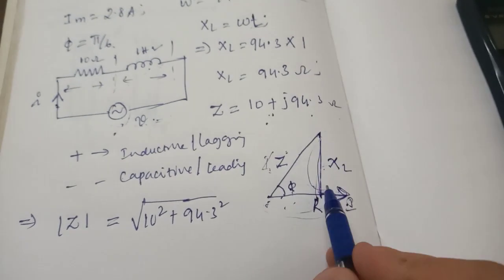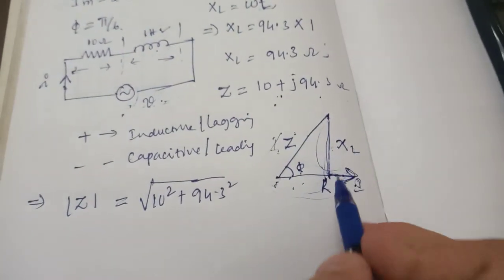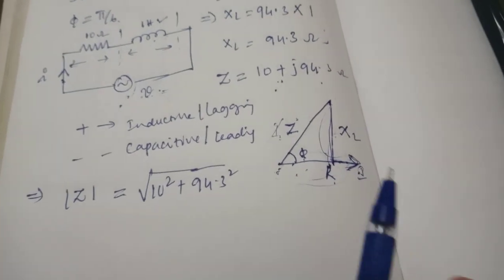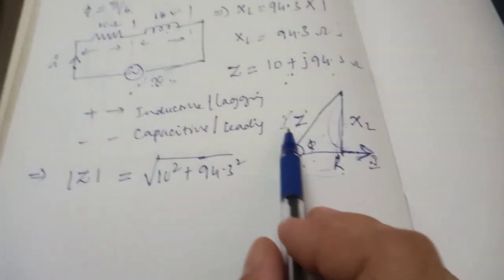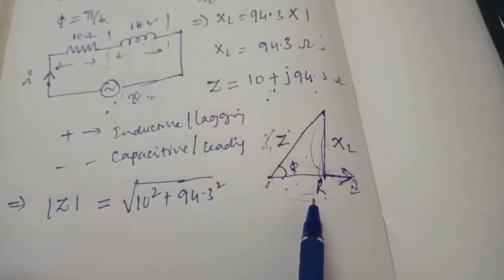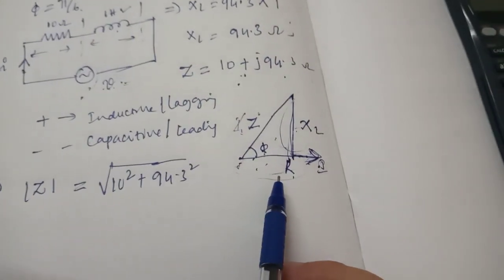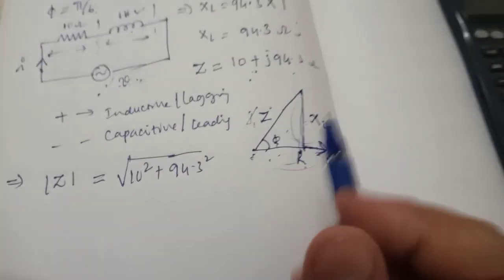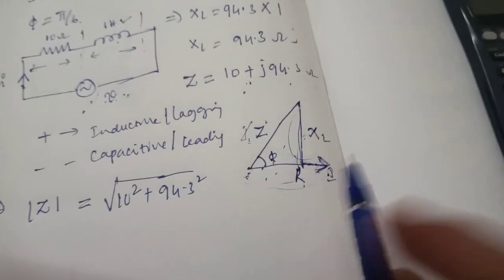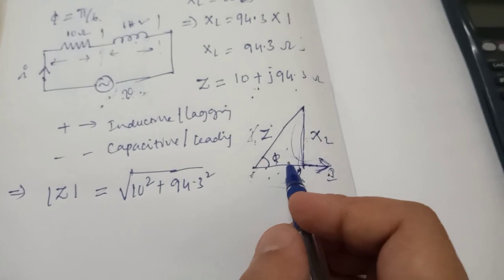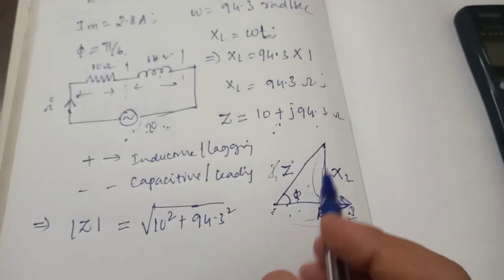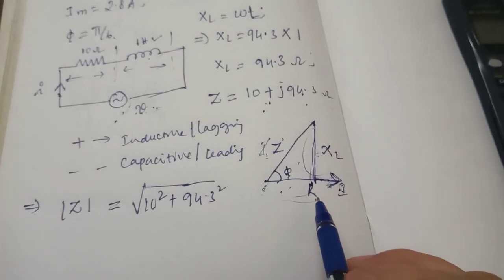Removing the common I, you will get Z, XL, R. That's it. This is the impedance triangle. If I multiply this by I, it is a voltage triangle. Hope this is understood. Just in between I am explaining this because you might have forgotten this.